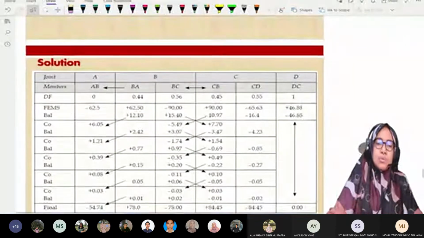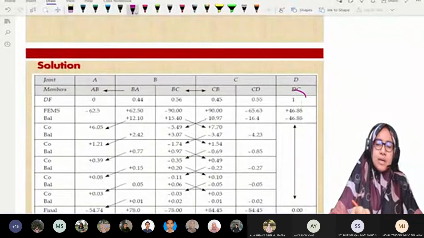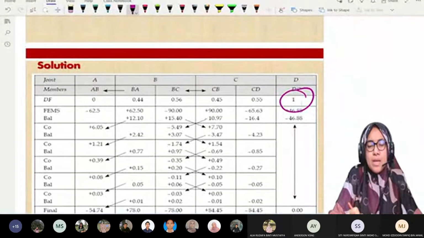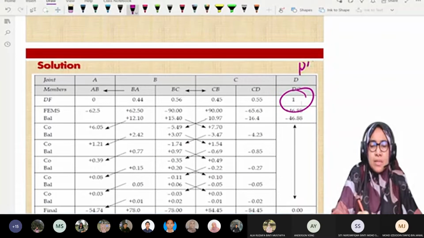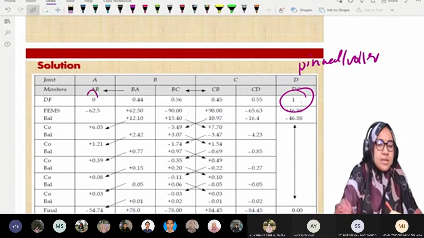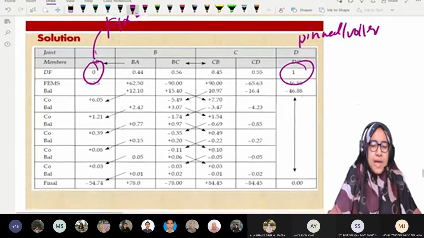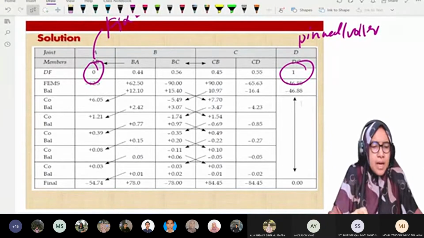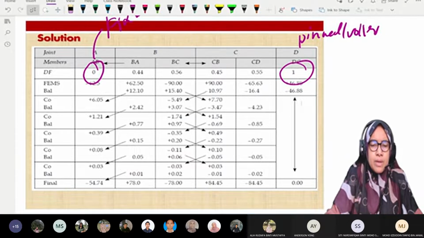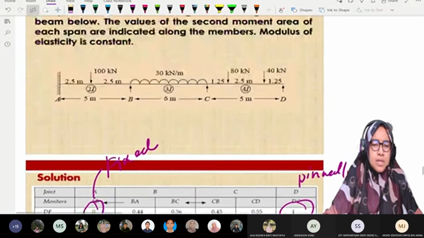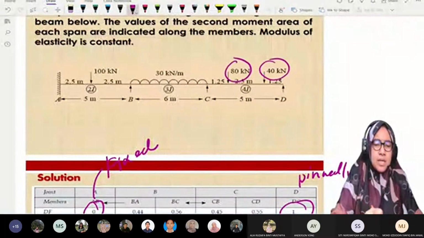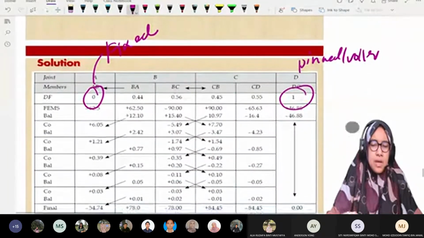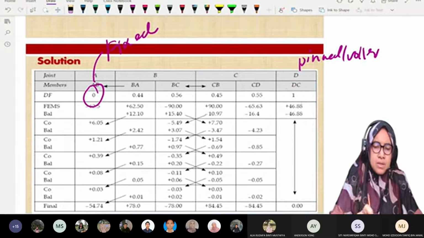Okay, so yang ni kita identify whether it is fixed or pin. Okay, sini pin. Dia mesti pin or roller ni. Okay, sini fix, sebab yang ni zero to fix. Ini untuk fix. And then yang ni fix end moment, fix end moment. Sebab loading dia dah ada dua kat sini. Yang ni tak berapa clear.